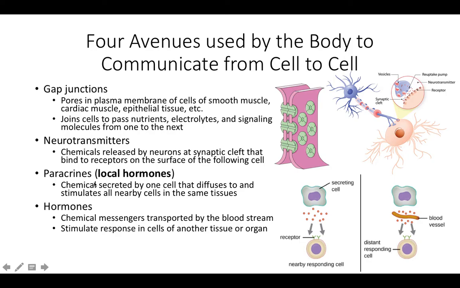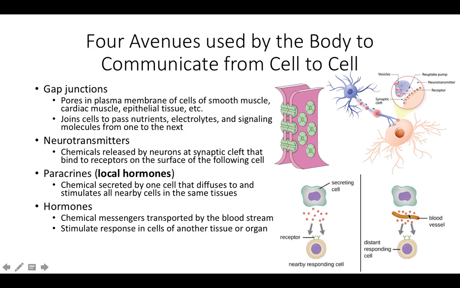Paracrines and hormones are very similar. We have an illustration here. Here on this side we have paracrines, and here on this side we have hormones. Paracrines act very similarly to hormones, but they have a more local effect, which is why they're also known as local hormones. You have a secreting cell that's going to secrete these paracrines, or chemicals, that are going to be received by their responding cell, but that responding cell is going to be very nearby within the same tissue. Hormones, on the other hand, are secreted from this secreting cell.